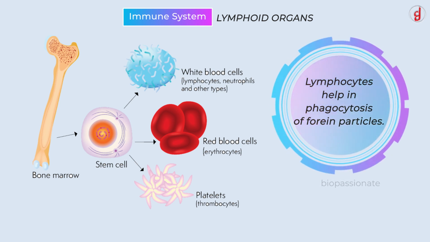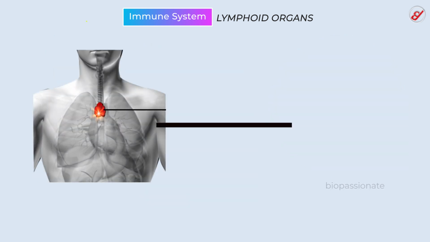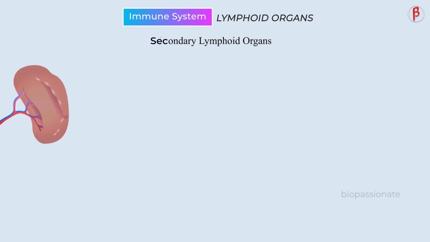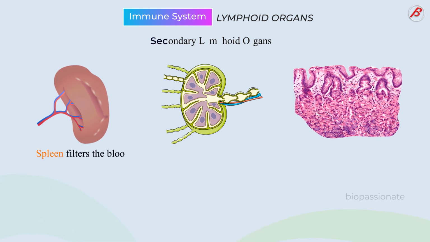WBCs like lymphocytes help in phagocytosis of foreign particles. Another important primary lymphoid organ is the thymus, which provides microenvironments for the development and maturation of T lymphocytes. Secondary lymphoid organs include the spleen, lymph nodes, and mucosal-associated lymphoid tissues.